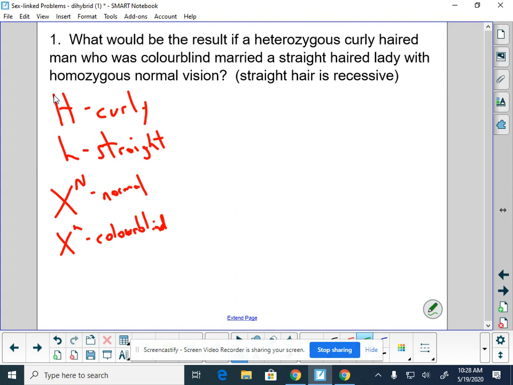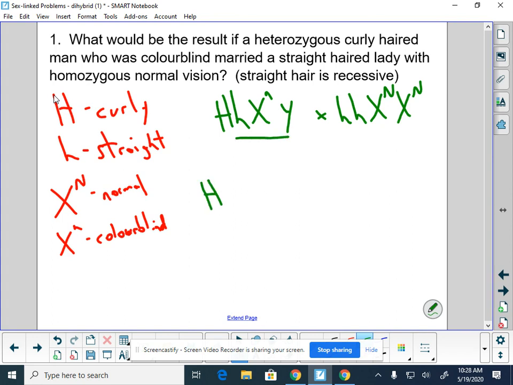Now we have the cross. We have a heterozygous curly-haired man, big H little h, who is colorblind, X little n Y. Remember, XY for males. Cross with a straight-haired lady, so little h, with homozygous normal vision. Homozygous normal means she's not a carrier, X big N, X big N. Now we do our Punnett squares. Starting with the male, we can have big H X little n, big H Y, little h X little n, little h Y. For the lady, there's only one possible gamete: little h X big N. So you only need to write it out once.